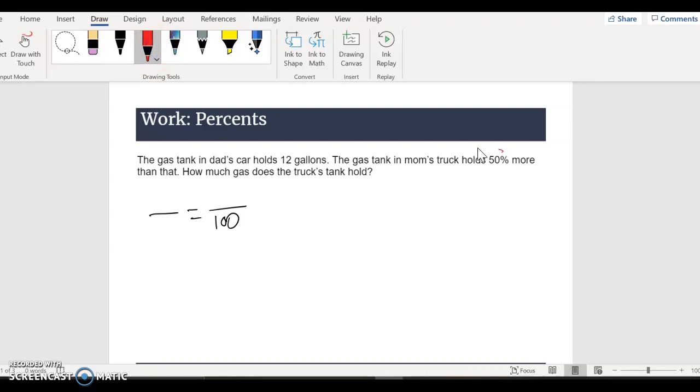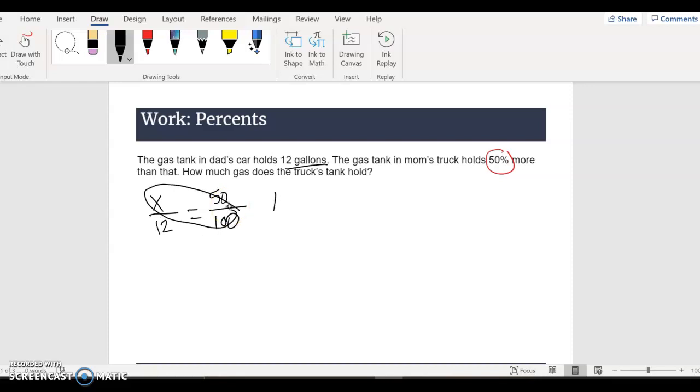Okay, we have a percent, it's 50. So 50 is going to go over 100. And then here, 12 gallons is the total for Dad's gas tank. So 12 goes on bottom, X goes on top. From here, it's business as usual.